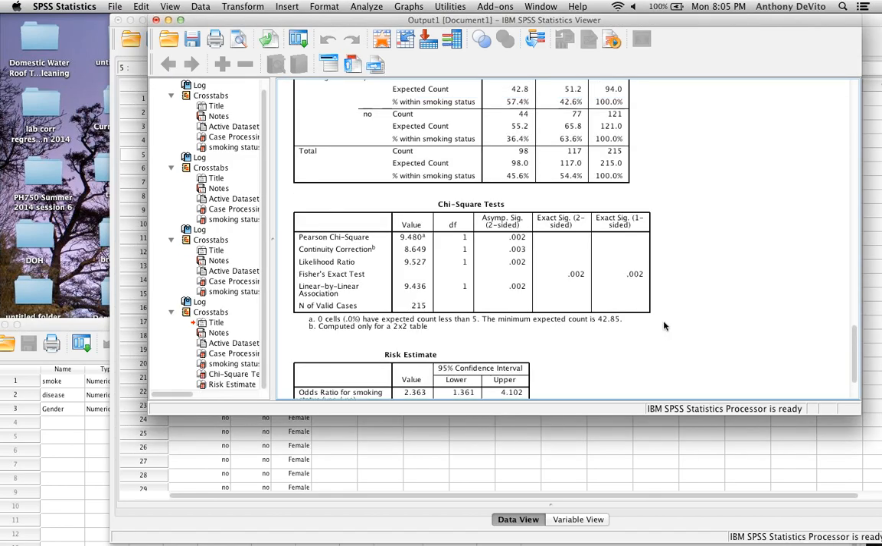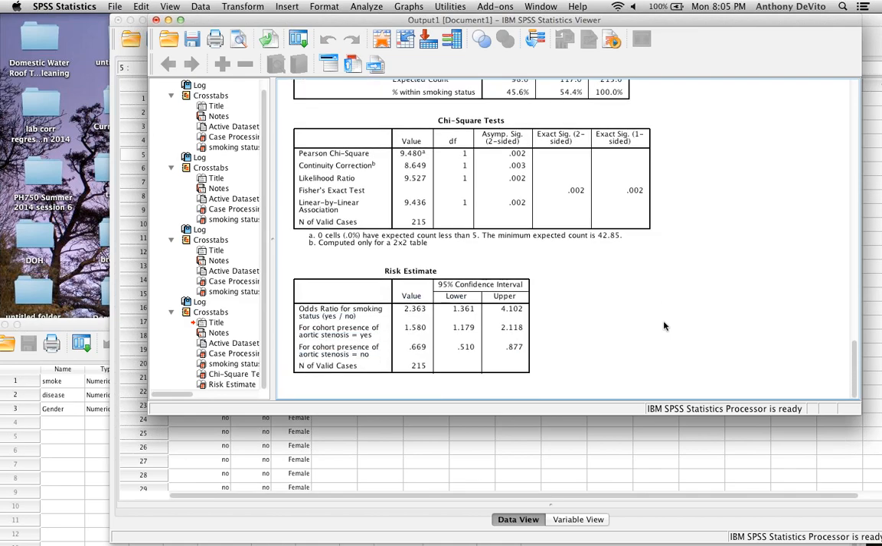Okay, so now it's going to give me that table back, but now it's going to give me a couple of new tables, right? So it's 1 degree of freedom, just as we would have expected. And our Pearson's chi-square value is, and the calculation that we did for chi-square is called Pearson's chi-square, by the way, Pearson's chi-square value is 9.48.